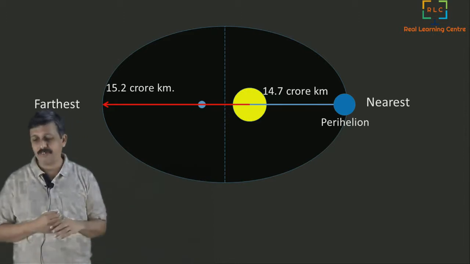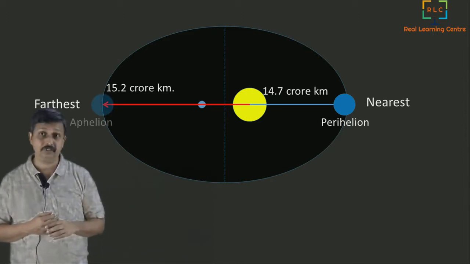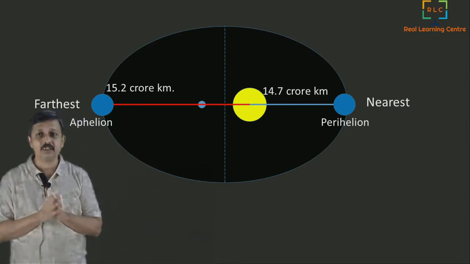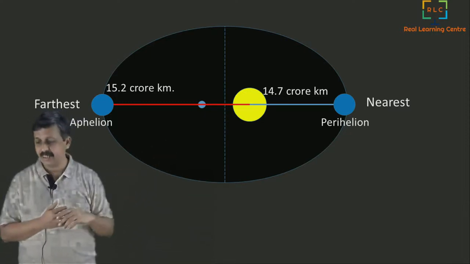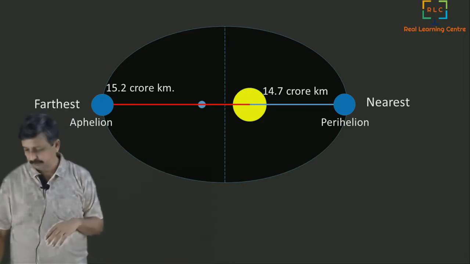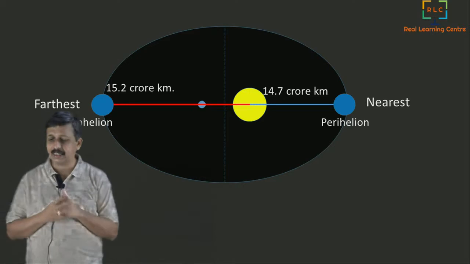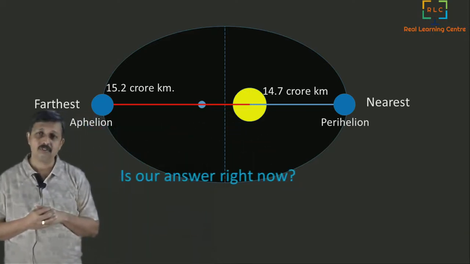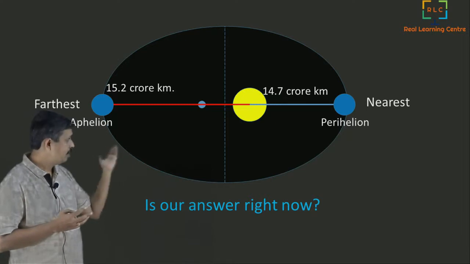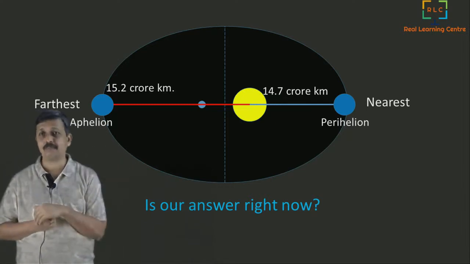So we could say that our theory may be right if we go this way. The nearest point is called perihelion, and this one is called aphelion. Those are the names that they use. So now, is this theory correct? Is our answer right now? Since it is an ellipse, nearest is summer and farthest is winter.